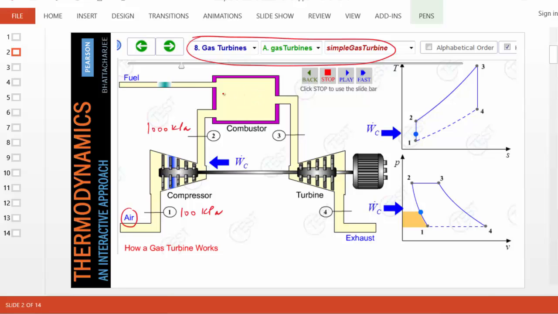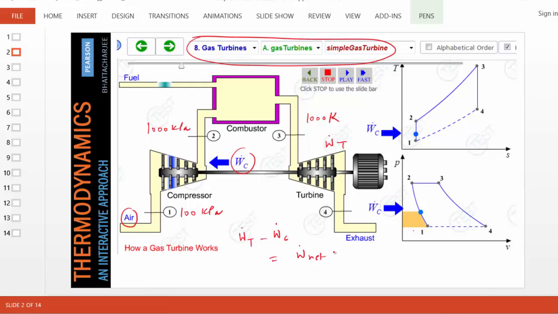Now, in the combustion chamber, a little bit of fuel is injected, and as the fuel burns, the temperature rises sharply. So at state 3, at the turbine inlet, the temperature could be as high as 1000 Kelvin. This high pressure, high temperature gas then expands through the turbine, producing shaft power, W_T, part of which is fed back to run the compressor, W_C. W_T is much higher than W_C. As a result, the difference, which is called the net work, is what we are after.